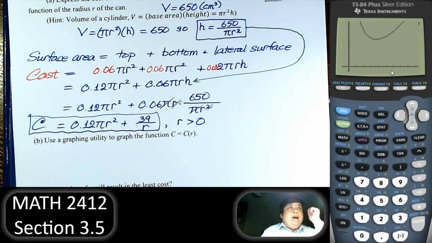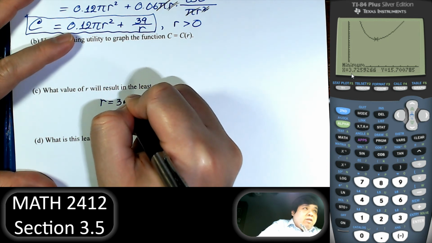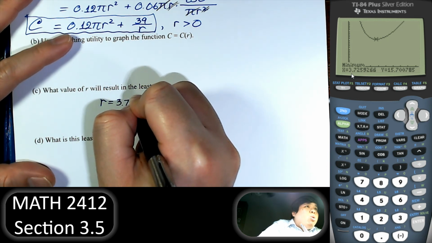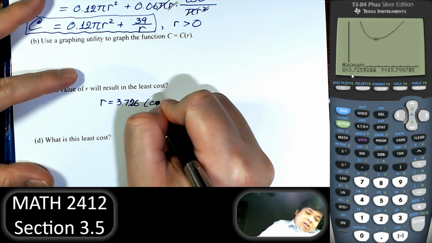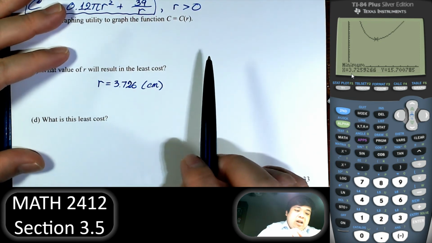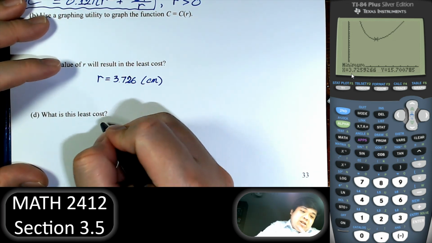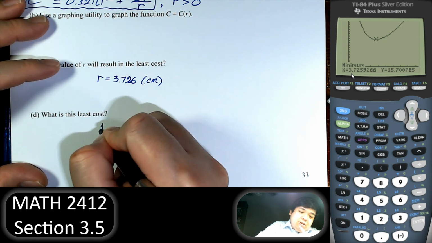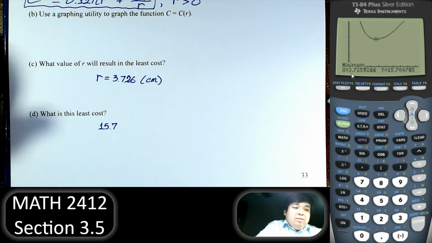And when we hit enter, we will have the minimum when x equals 3.72, so r equals 3.72 centimeters. Of course, we can find the height after that. And what is the least cost? Well, it's 15.7, and the unit should be cents.